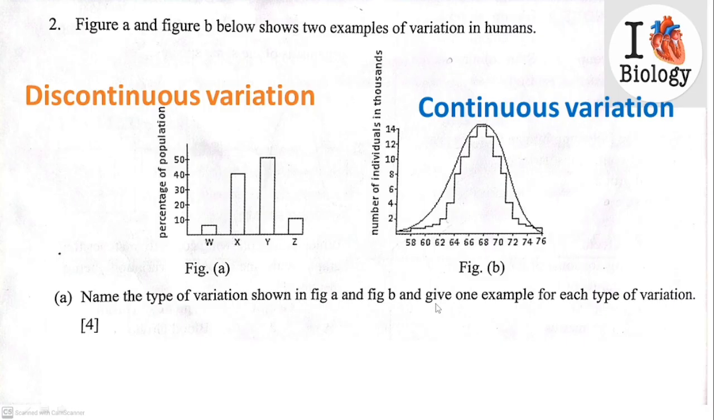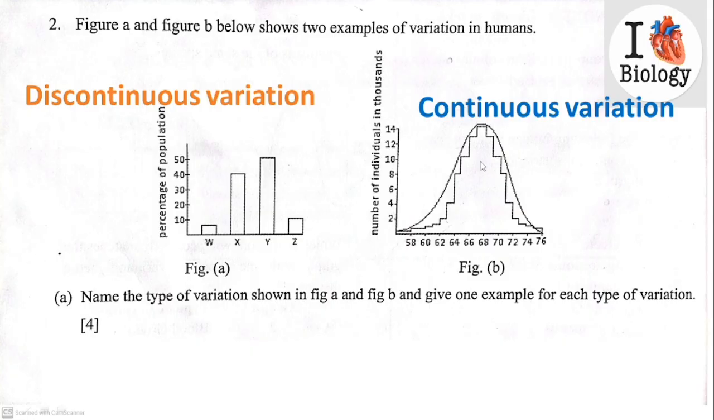So we have identified the type of variation in A and the type of variation in B. Now the question is saying we need to give one example for each type of variation. So when you look at discontinuous variation, this is a type of variation which normally shows clear-cut differences among individuals. So examples that we can give are blood groups, eye color, and also tongue rolling. All those are examples of discontinuous variation.